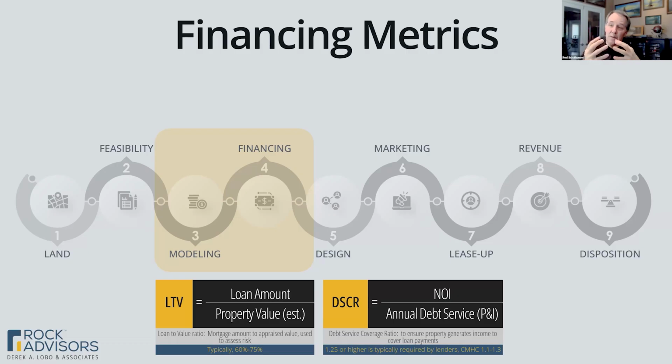Now, CMHC, we're going to talk a little bit about CMHC today and in our next webinar. The threshold is a little bit lower for them, which is one of the advantages of CMHC, and you'll see that in the example we'll use. So it's below the 1.25 threshold.